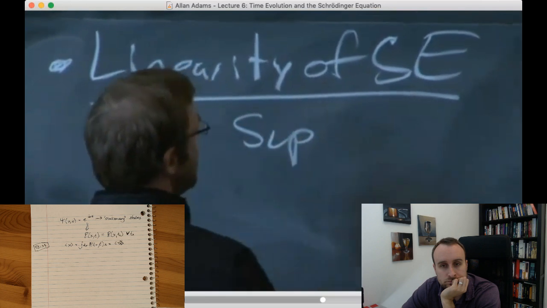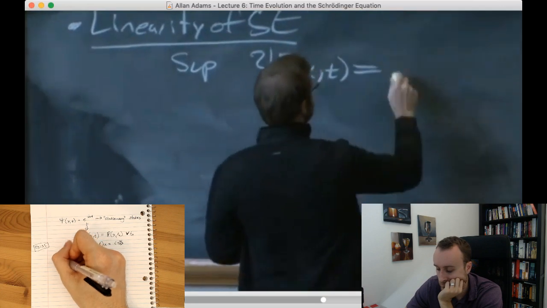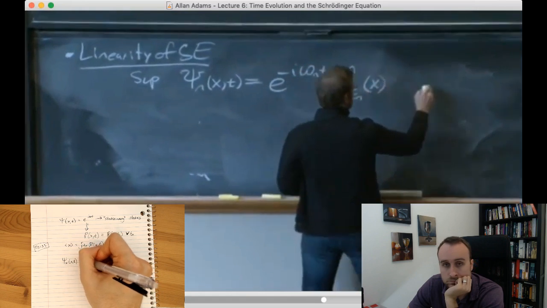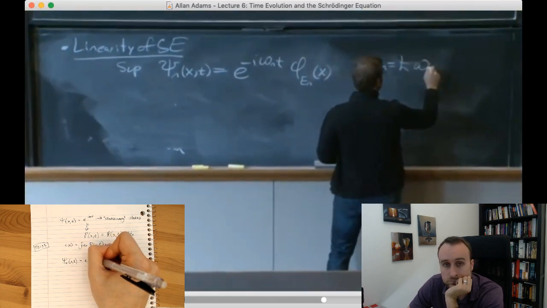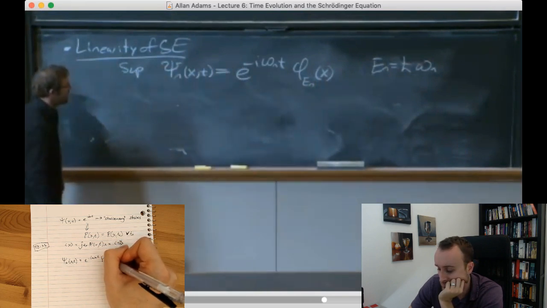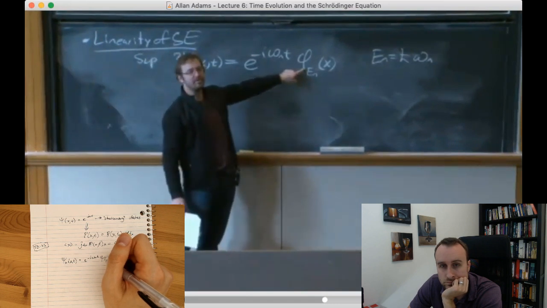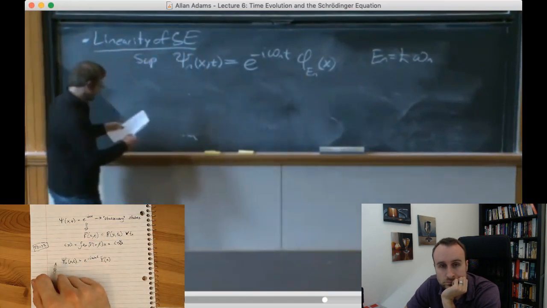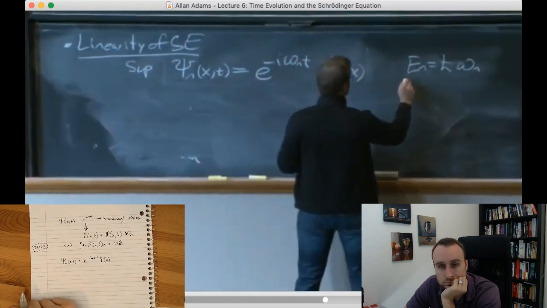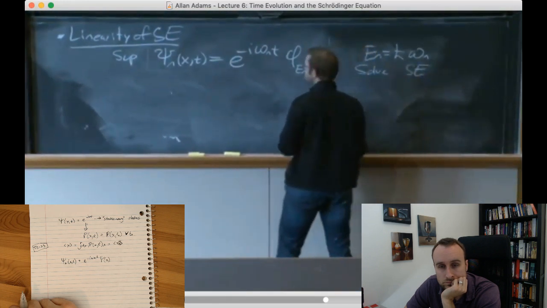Suppose psi_n of x and t is equal to e to the minus i omega_n t phi sub E_n of x, where E_n is equal to h bar omega_n, and n labels the various different energy eigenfunctions. So consider all the energy eigenfunctions phi sub E_n. This is a solution of the Schrödinger equation which at time 0 is just equal to the energy eigenfunction of interest. Suppose these solve the Schrödinger equation.